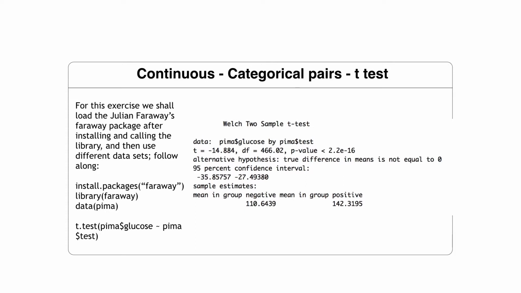Here, for example, the mean glucose level for those who tested positive was 142.3, and for those who tested negative, the mean glucose level was 110.6. You can see that the mean difference is roughly around 32, and the confidence interval ranged between -35 and -27. So that makes sense. And you can see that the p-value is very strongly suggestive that the difference was real. You can read off the t statistic, the degrees of freedom, and everything else from these tables. It's very intuitive in that sense.